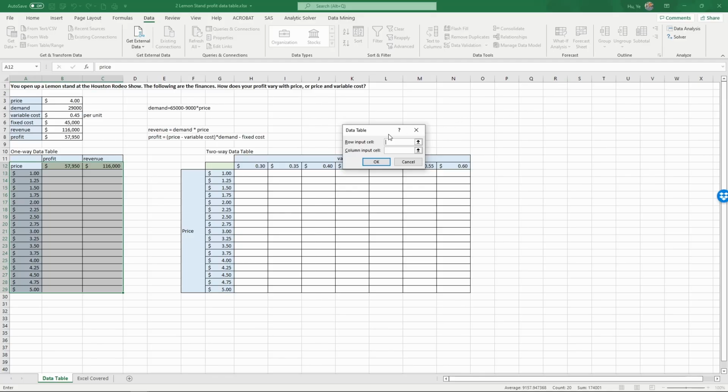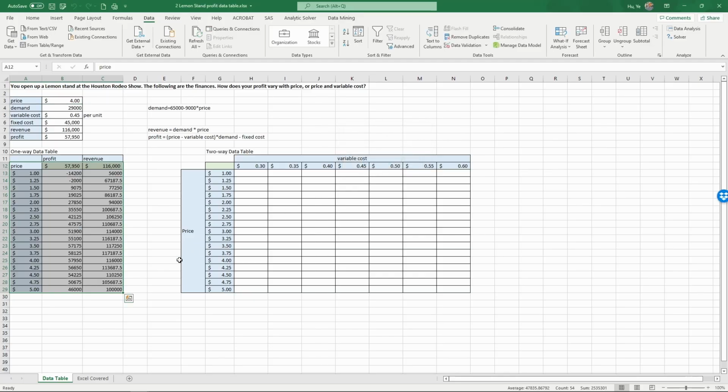Since we are doing a one-way data table, we don't have to put in both row and column input cells. All we need to do is put in one of them. So here we're going to select the column input cell as price. In the column, each one of these values takes on a different price level. Now click OK. Instantly the data table produces the profit and the revenue at different price levels.